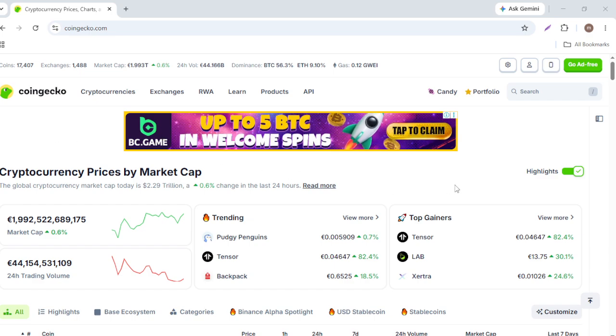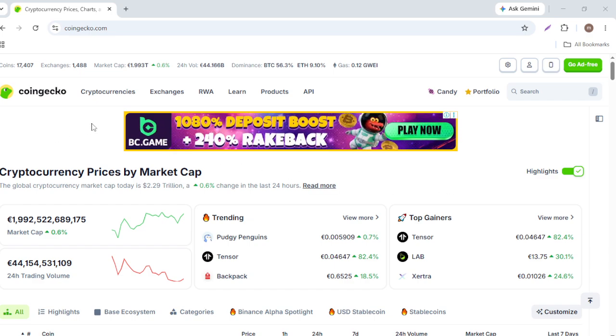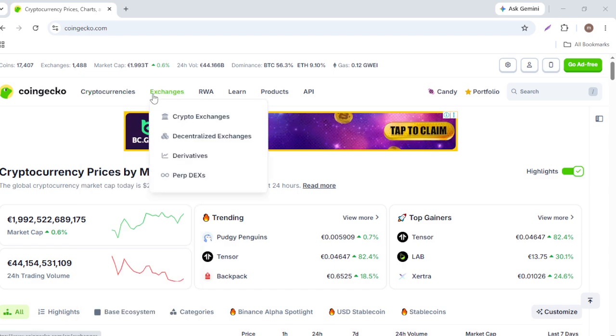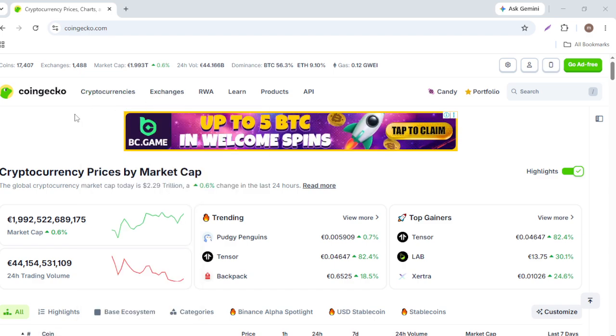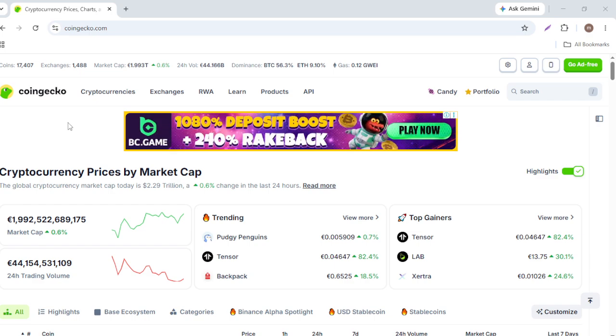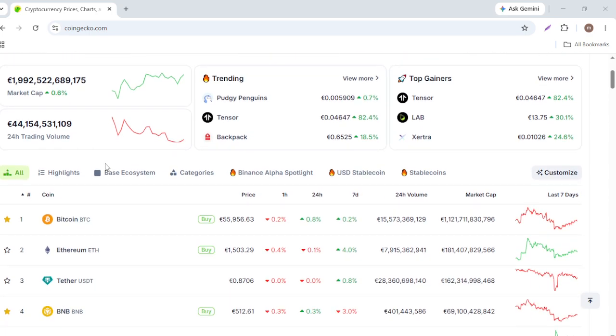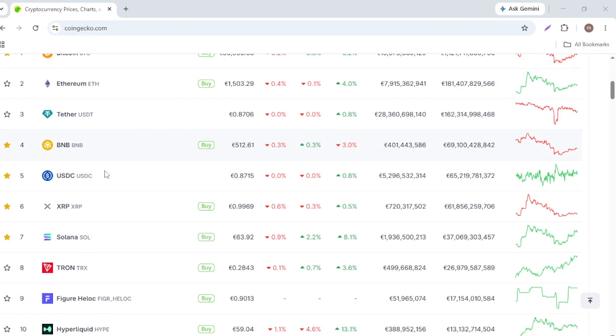In this video, I'll show you how to use CoinGecko to check whether a coin has enough liquidity before you trade. Start by opening CoinGecko in your browser and searching for the coin you want to review. Click the coin from the search results to open its full asset page.